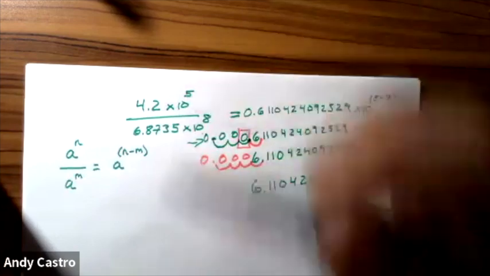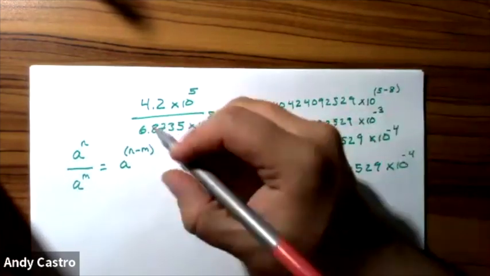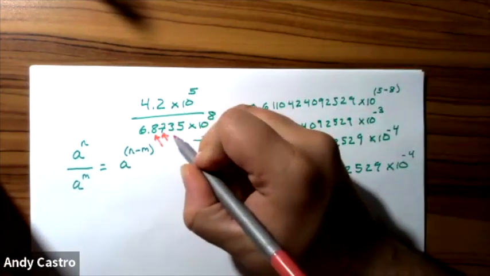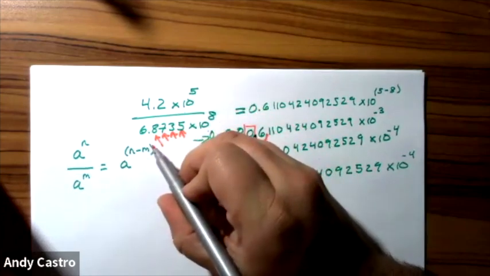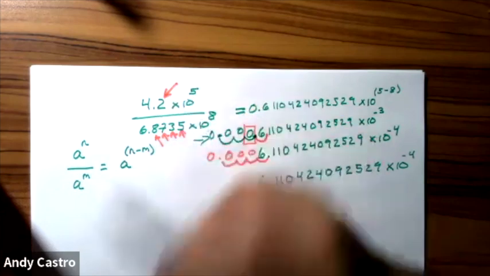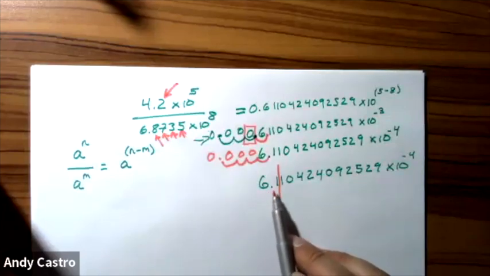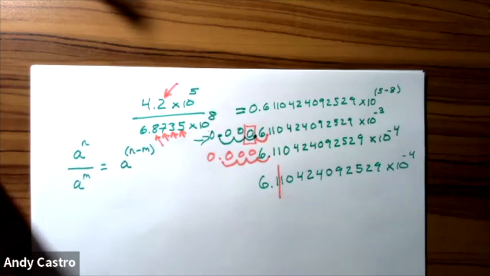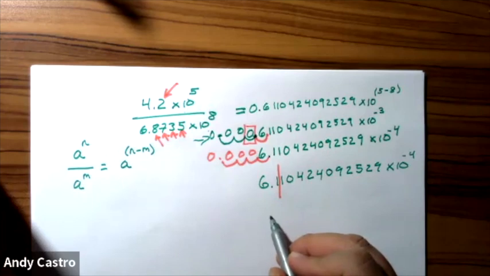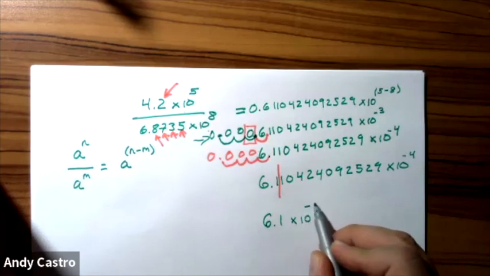Now I'm going to look at significant digits. So let's look back here. In my bottom number, I'm accurate to 1, 2, 3, 4 past the decimal. In the top, I'm only accurate to 1 past the decimal. So I can only be as accurate as 1 past the decimal. So that would be right here, this number right here, 6.1. Since the number next to the 1 is also 1, I don't have to round up. So my final answer then becomes 6.1 times 10 to the negative 4th.